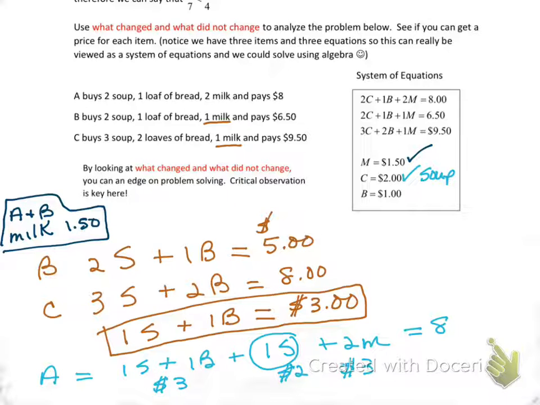And we're going to say, okay, so A is buying 2 soup. Do I know what the soup costs? Yes, soup is $4 because each can is $2. Plus a loaf of bread. Do I know the bread yet? No. So plus bread plus 2 milk. Do I know the milk? Yep, the milk is each $1.50. So that's $3, and he paid $8. So I'm taking care of 7 of the $8, so that must mean that the bread is going to be $1.